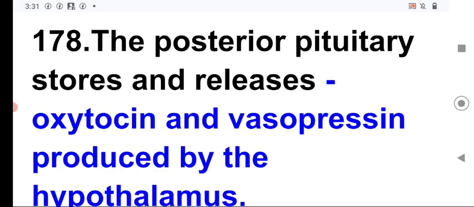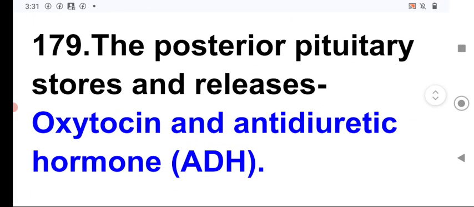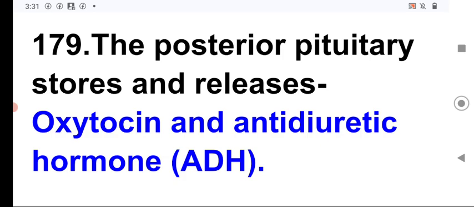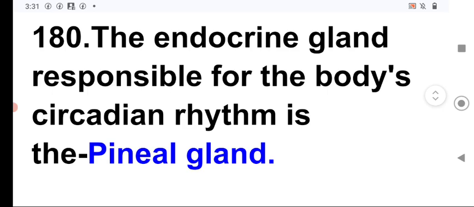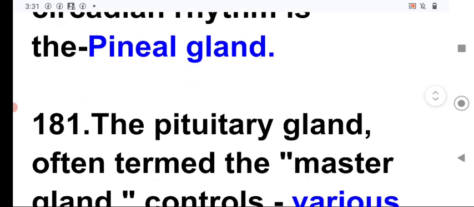Next, the posterior pituitary stores and releases oxytocin and vasopressin, or antidiuretic hormone, ADH, produced by the hypothalamus. Next, the endocrine gland responsible for the body's circadian rhythm is the pineal gland.